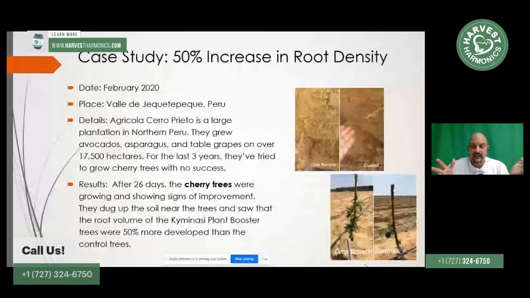They have hundreds of acres, or hectares actually, down there all over Peru. And he'd been trying to grow cherry trees. Now, the reason he wanted to grow cherry trees is because this is a very high value, lucrative crop, not only for selling and distributing in and around South America, but also for exporting up here to the United States. Cherries are one of those crops that is just a very, very high value crop.